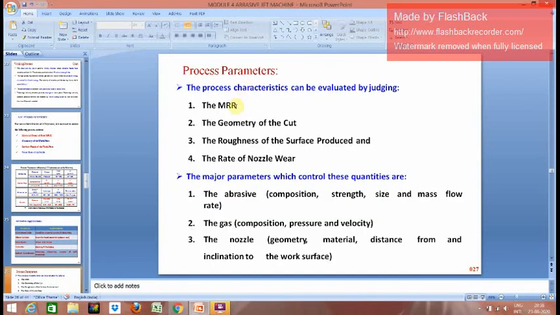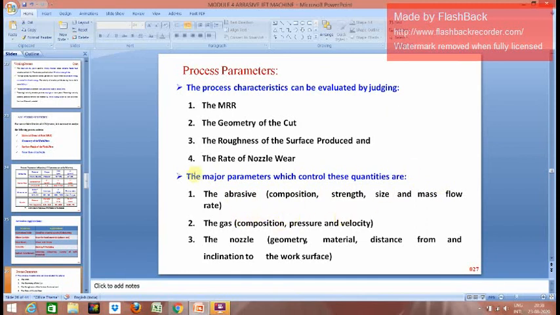Next, the major parameters, the process parameters, I have already discussed. The process characteristics can be evaluated by judging the MRR, the geometry of the cut, the roughness of the surface produced and the rate of nozzle wear. And the major parameters which control these quantities are the abrasive, the gas and the nozzle. In case of abrasive, we will be going through the composition, strength, size and the mass flow rate, which has been written in your table.